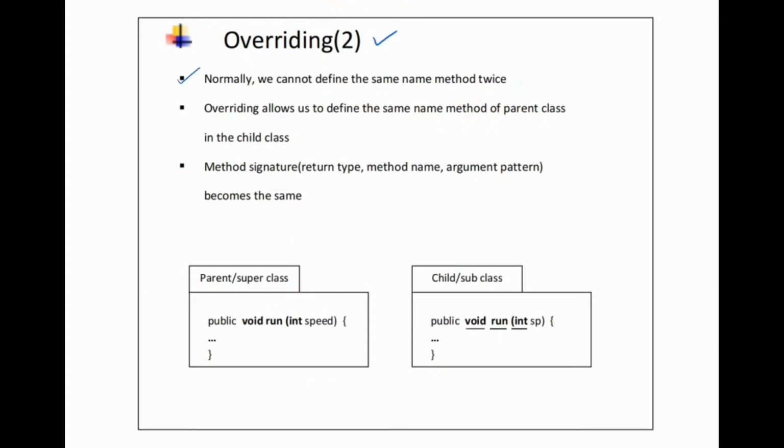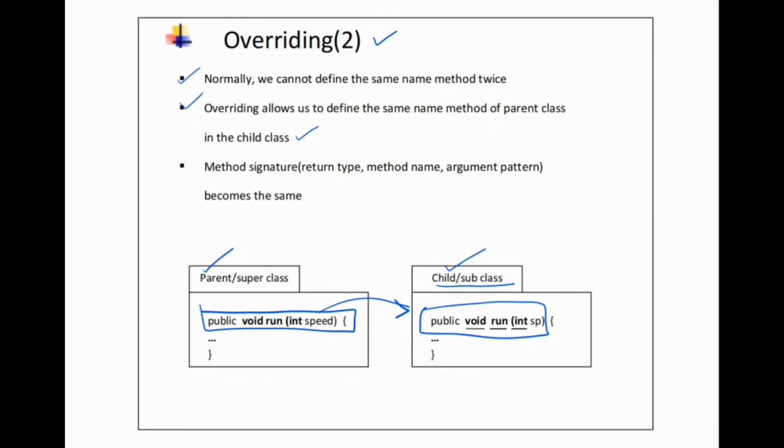Normally, we cannot define the same name method twice, but overriding allows us to define the same name method of the parent class in the child class. Like in this case, if this is the parent or superclass and this is the child or subclass, say we have this run method in the parent class, and in the child class, we override the inherited run method. So this is inherited by the child or the subclass. This method is exactly the same method coming from the parent class.